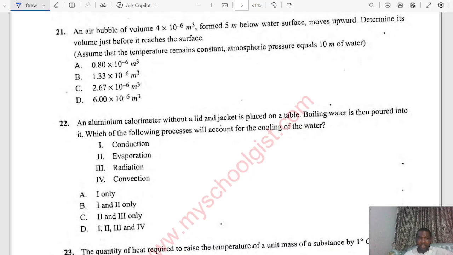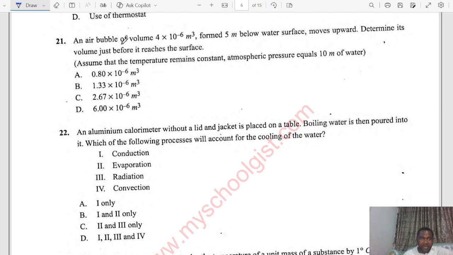Now the next one says an air bubble of volume 4 times 10 to the power minus 6 meter cube formed 5 meters below the water surface moves upward. Determine the volume just before it reaches the surface. Before reaching the surface, you have volume and you have height, right?